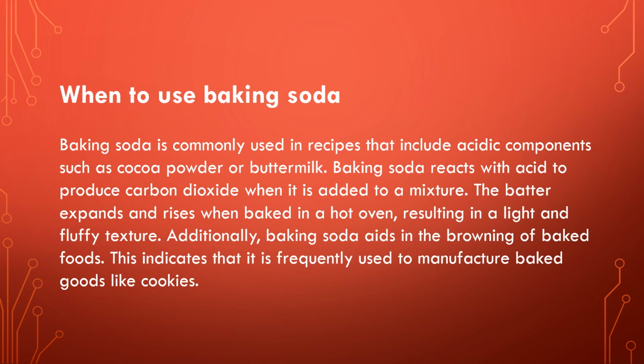When to use baking soda? Baking soda is commonly used in recipes that include acidic components such as cocoa powder or buttermilk. Baking soda reacts with acid to produce carbon dioxide when it is added to a mixture. The batter expands and rises when baked in a hot oven, resulting in a light and fluffy texture. Additionally, baking soda aids in the browning of baked foods. This indicates that it is frequently used to manufacture baked goods like cookies.